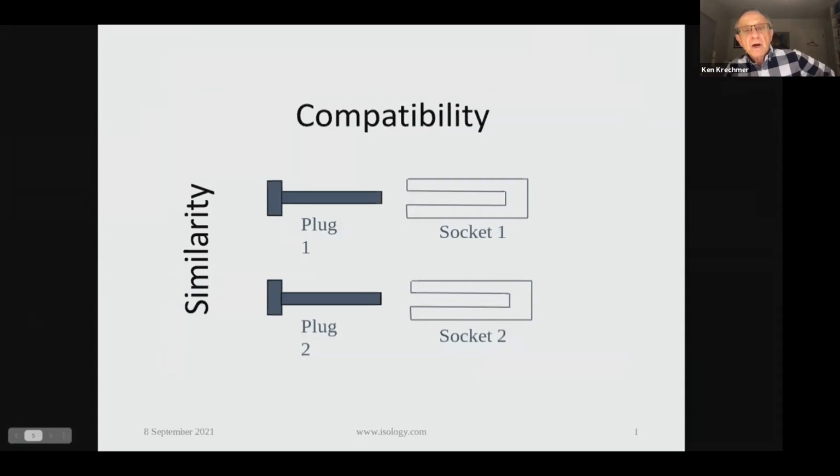To make the point about the difference between similarity and compatibility, and also the complexity, this is a very simple picture. These are two mechanical shapes. Plug 1 and plug 2 are obviously similar. Socket 1 and socket 2 are obviously similar. And so if we have a specific plug and we can patent it for some reason, we can control the ability to make other plugs, but we also control the compatibility of that plug with a socket.